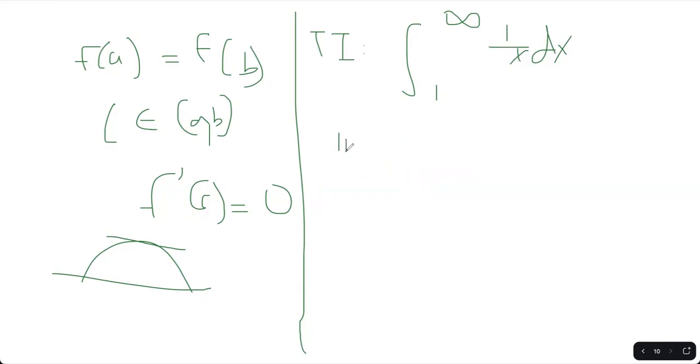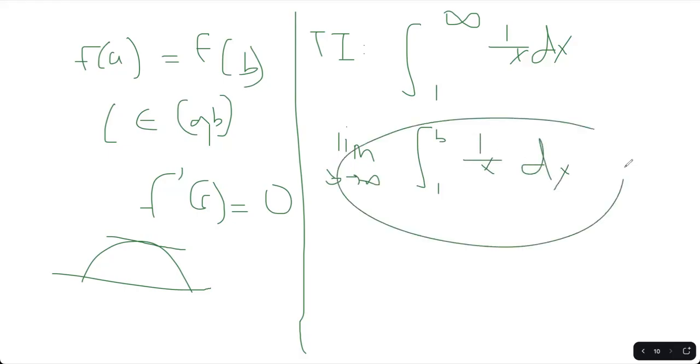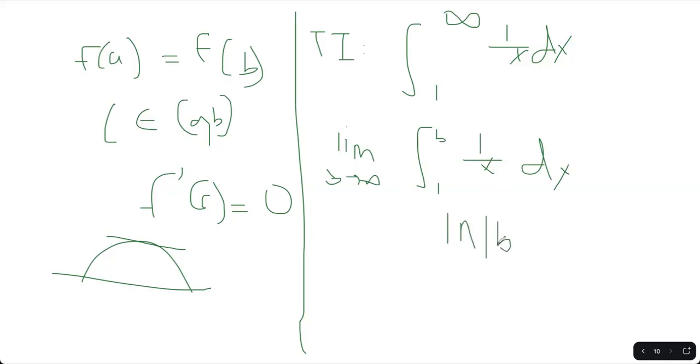What you would do is you would basically write limit as b approaches infinity of integral from 1 to b of 1 over x dx. And now you just solve this antiderivative like normal. You say 1 over x, well, the antiderivative of that is ln absolute value of x. So you do ln absolute value of b minus ln absolute value of 1. Ln absolute value of 1 just gives you 0. So you're just going to get ln absolute value of b.